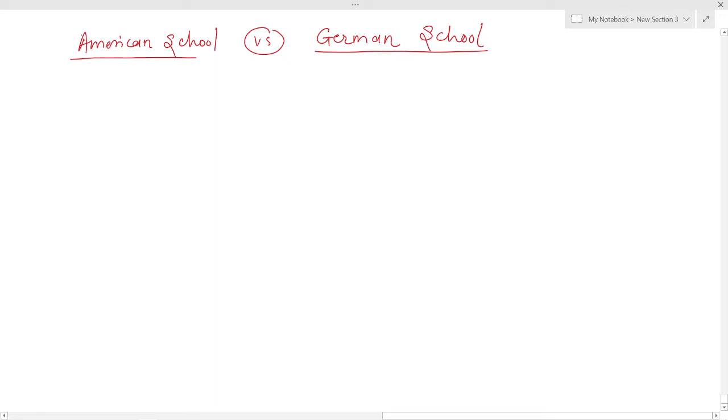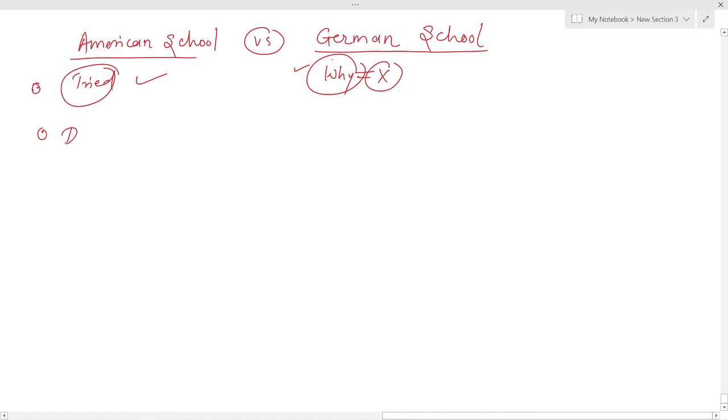American school versus German school. The lacunas or shortcomings of the German school were that they could not explain why diffusion took place. So they did not explain this concept of why diffusion took place. And American diffusionists tried to solve this question and gave the explanation in the following way. First, the American school of diffusionists says that imitation of a cultural trait by one group from another group is called diffusion.